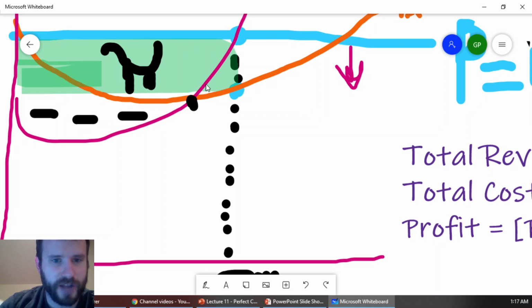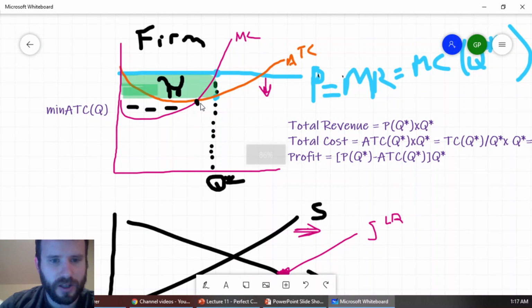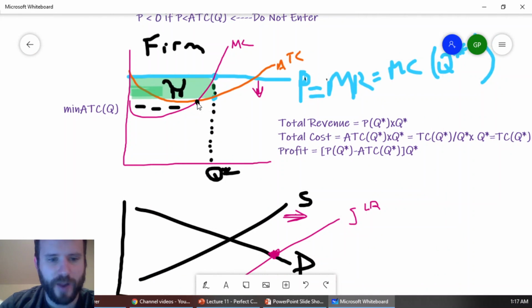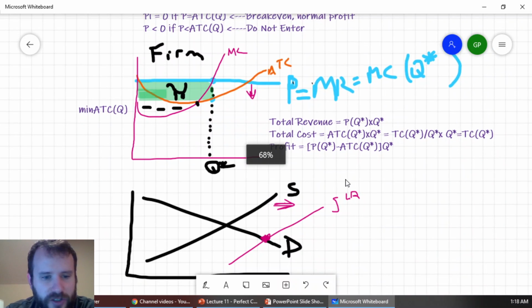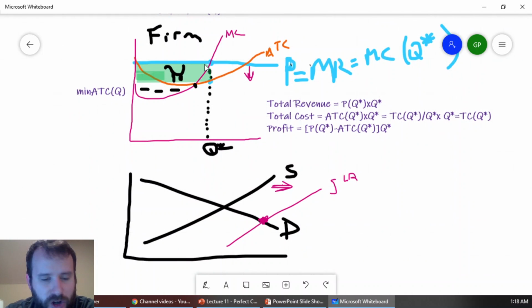So firms are going to continue to enter. They're going to continue to enter until price is minimized at the minimum average total cost. Okay. So as long as the price is above the minimum average total cost, there's going to be firms who can enter. Firms are only going to stop entering when the marginal revenue, which equals price, is also equal to marginal cost and is also equal to the minimum average total cost. And I'll explain it again towards the end of the slides. But in the long run, the price is going to tend towards this minimum average total cost.